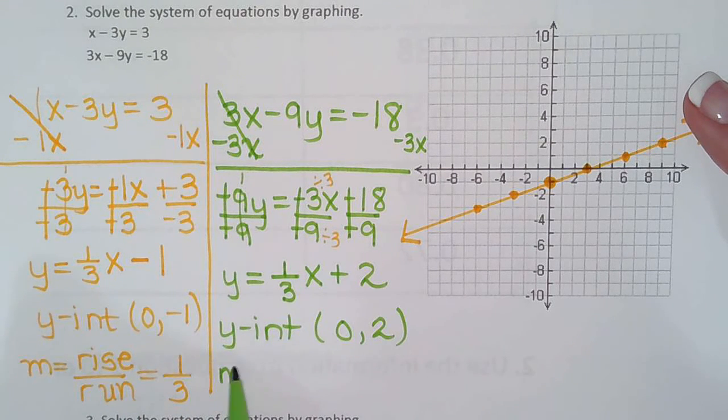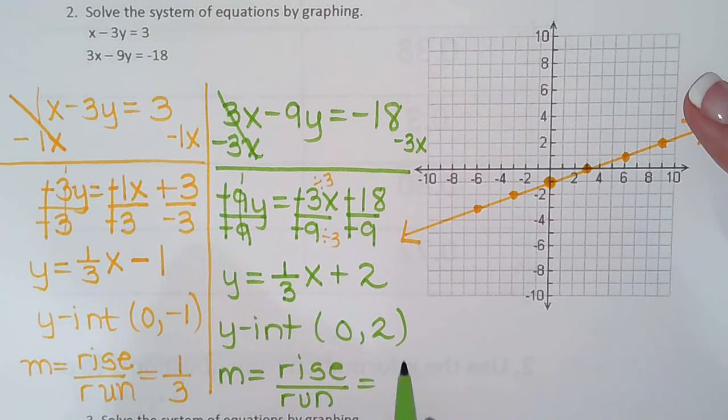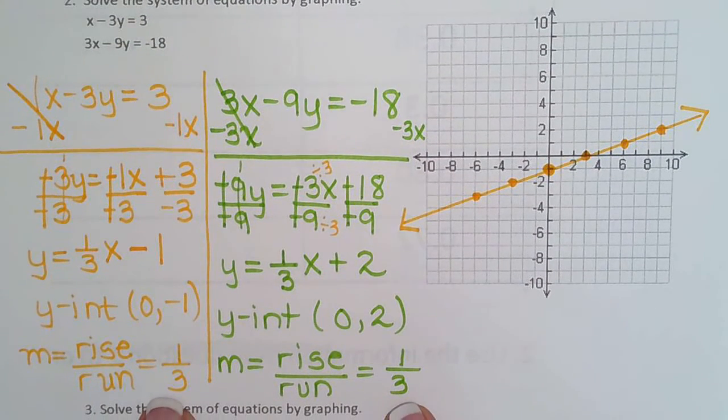And my slope, which is rise over run. Oh, look what's happening here. What can you tell me? Slopes are the same, which means the lines are parallel. So tell me what the solution's going to be. Where do parallel lines cross? Nowhere. So I already know, without even finishing this, that this is a no solution problem because the lines aren't going to cross.